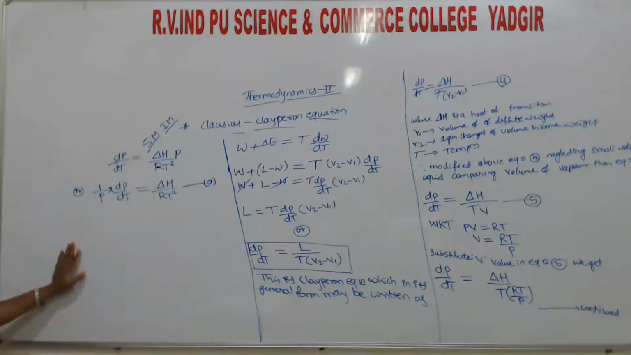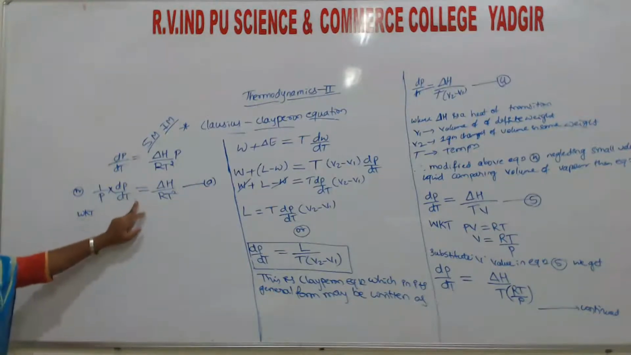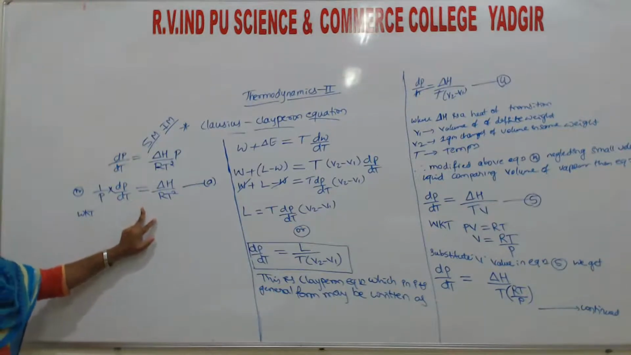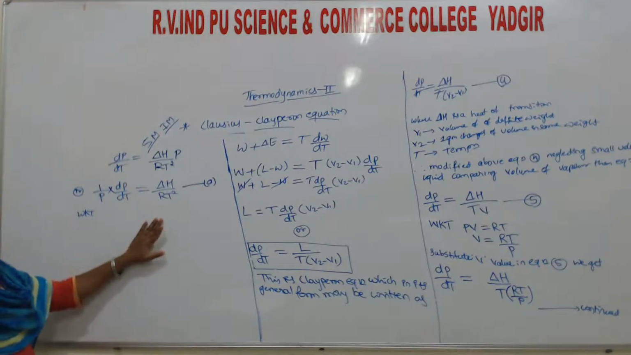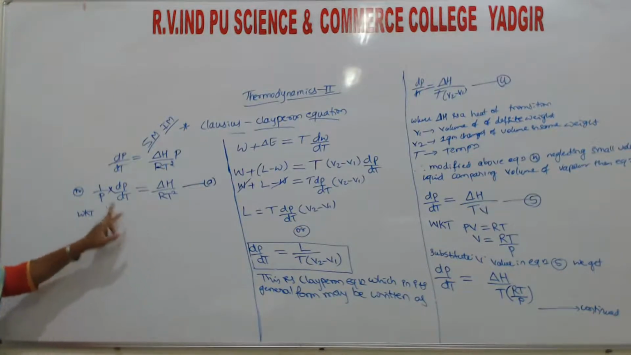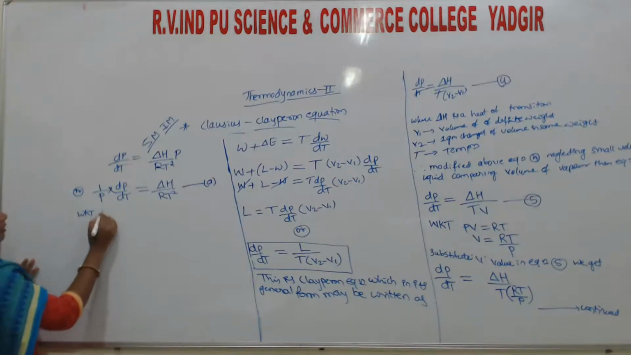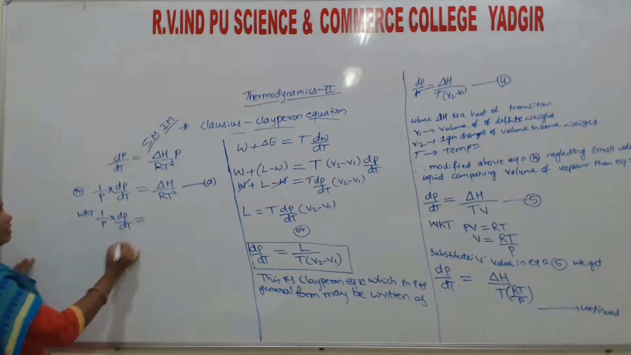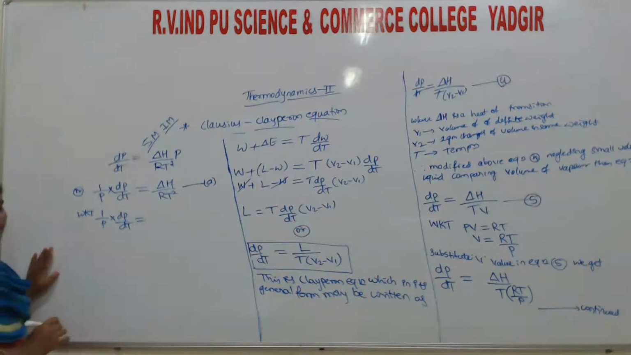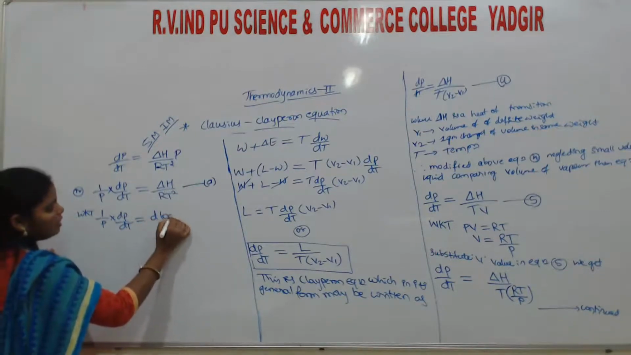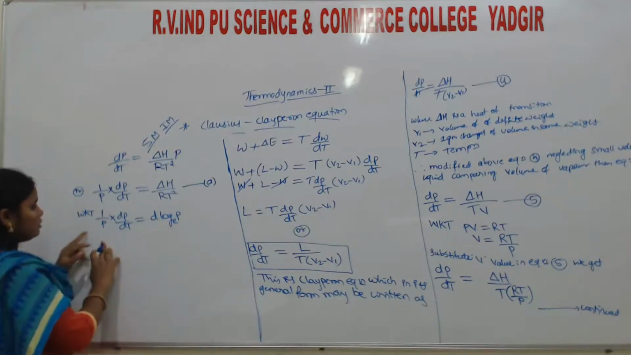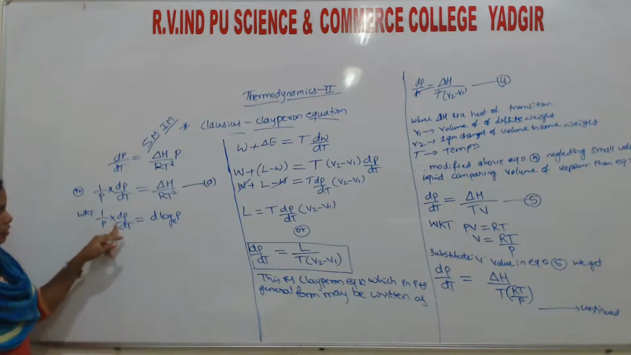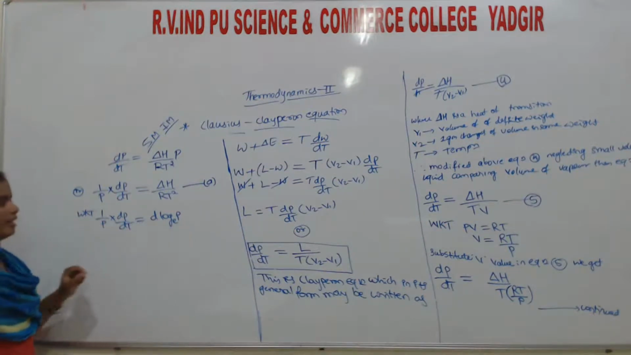Next, we know that 1 by P multiplied by dP by dT is equal to delta H by RT square, which is a d log. We know that 1 by P multiplied by dP divided by dT is equal to d log base e of pressure P, that is d log P divided by dT.